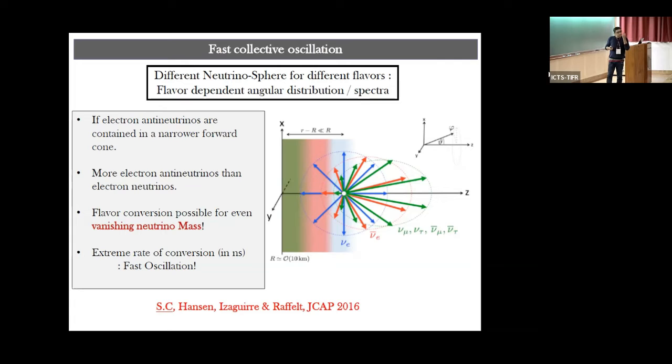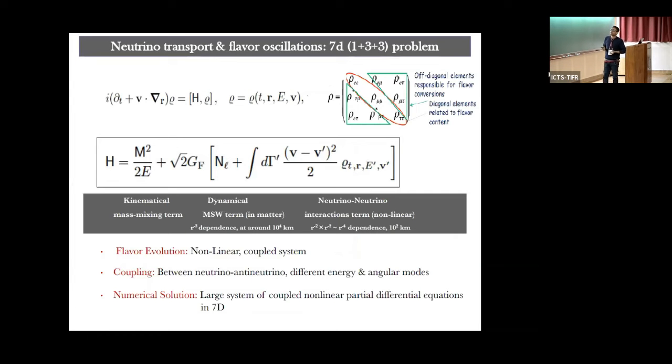Since this oscillation depends only on the neutrino density, very interestingly, it can actually happen even for a vanishing neutrino mass. Of course, that's not the case; we know that neutrinos are massive, but the neutrino masses in this kind of oscillation just act as a seed. This is something very unique in the supernova environment. And as I said, there is an extremely fast conversion on the nanosecond scale.